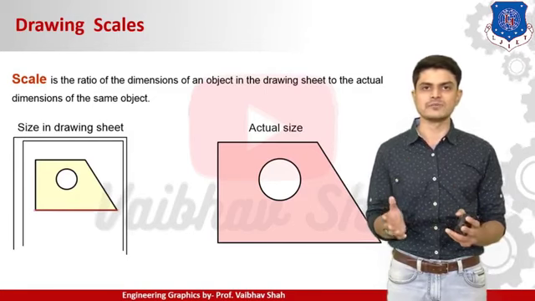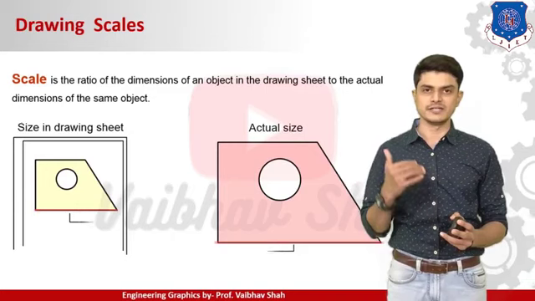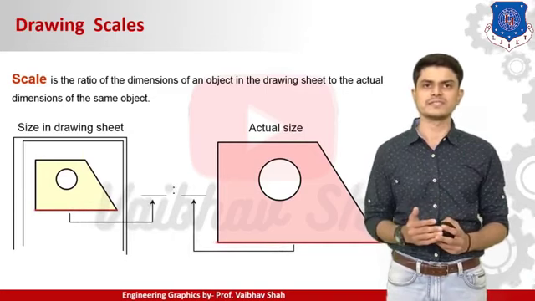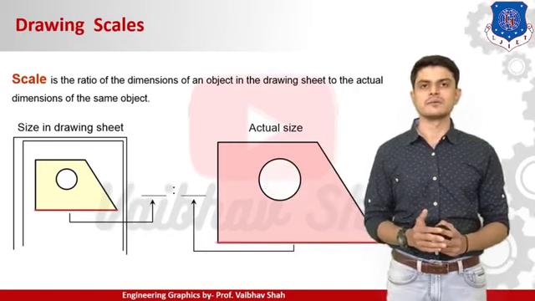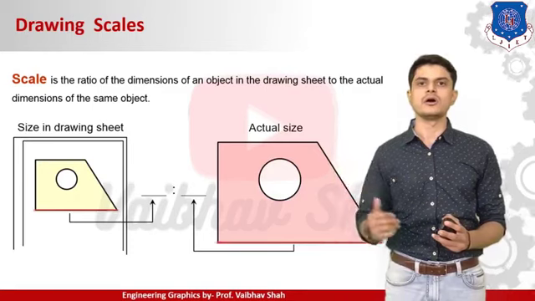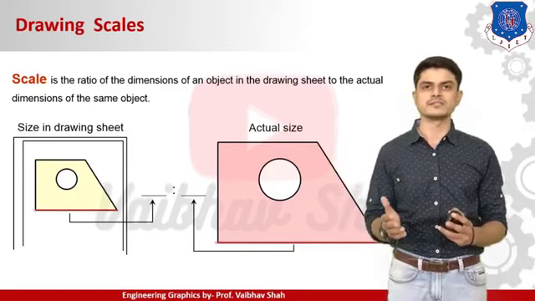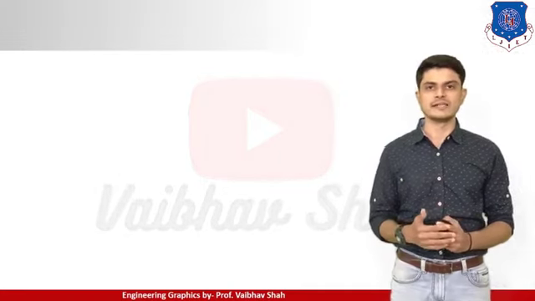I have selected the bottom side on both the objects. If I take the ratio of these two sides, then I will have one scale like this. This is nothing but a scale which can be generated from your actual object and your object in your drawing sheet. And this is nothing but your scale. Now there are different kinds of scales available.